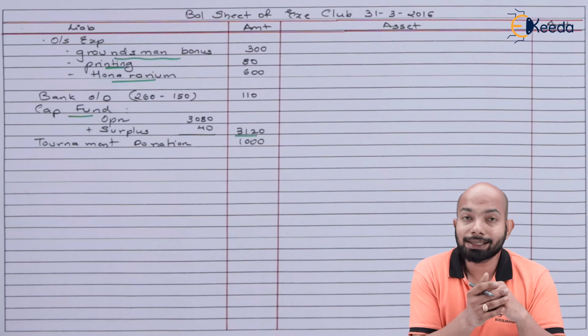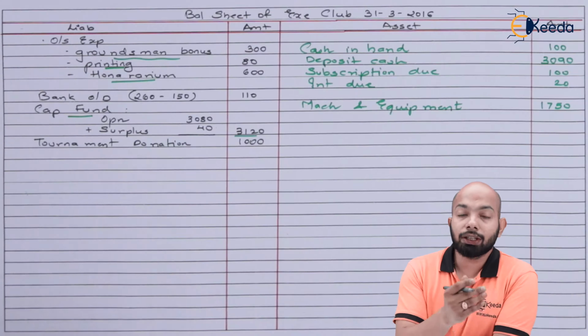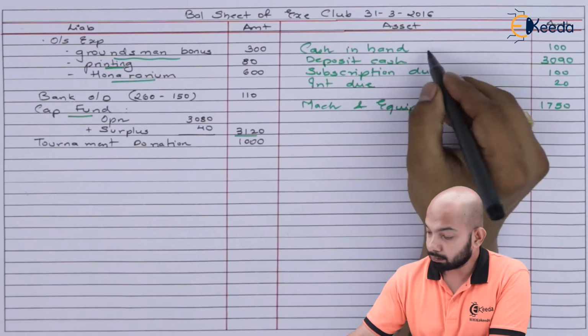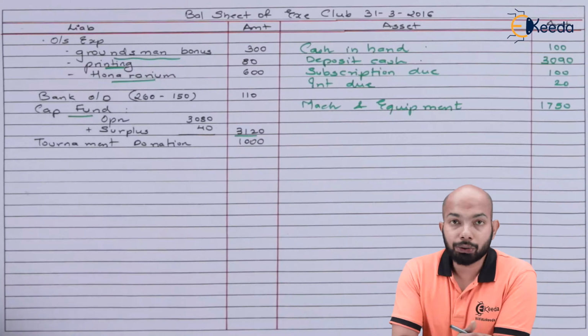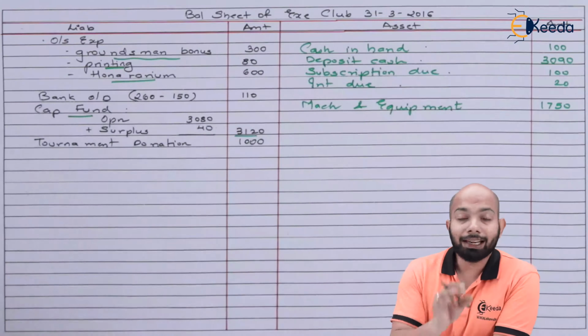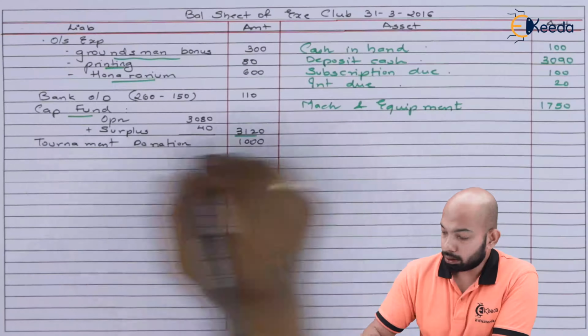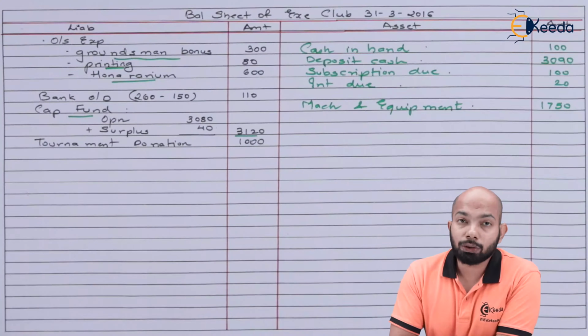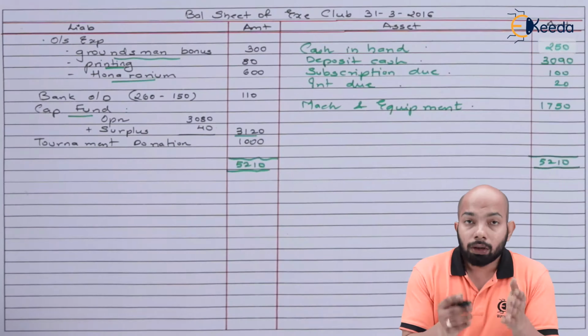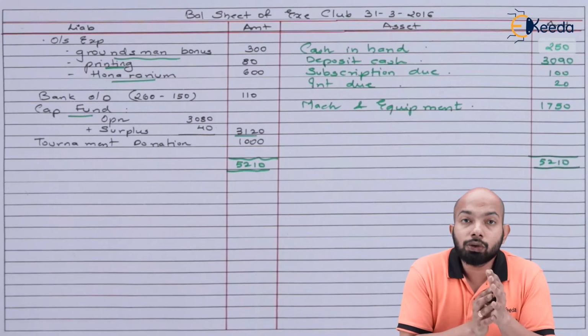Now let's figure out the asset side. On the asset side, we have mentioned the cash balance and bank balance, the due amount towards subscription and the interest amount due, and the final value of machinery and equipment. With this, we have completed the balance sheet as of 31st of March 2016. Let's tally that. Now, the balance sheet total comes to 5210.